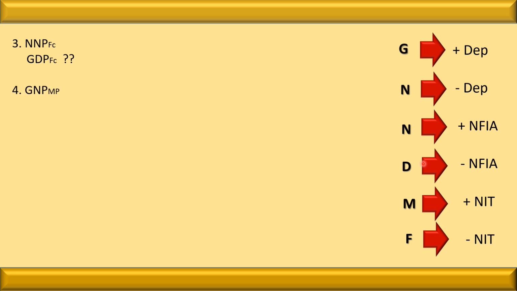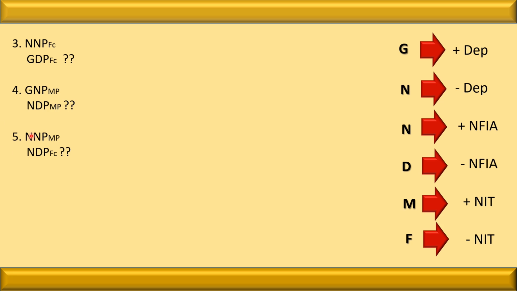Third example, GNP MP is given and we have to find out NDP MP. First pair G to N, what we have to do? Minus depreciation. Second pair N to D, minus NFIA. MP is same, so we don't have to do anything over here. So minus depreciation and minus NFIA. Fifth example, NNP MP is given and we have to find out NDP FC.